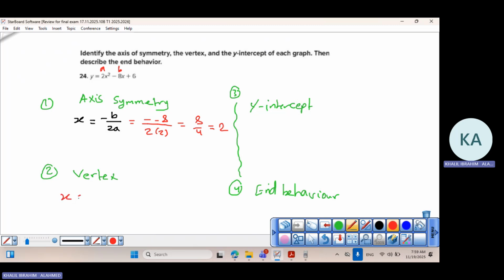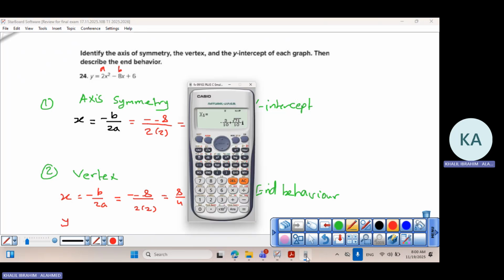Also here, vertex, the same way. Vertex x equals negative b over 2a, as calculated in step 1. This equals negative 8 over 2 times 2. The answer is 8 over 4. The answer is 2. But how to find y for the vertex? Just substitute in this equation. You can use a calculator here.